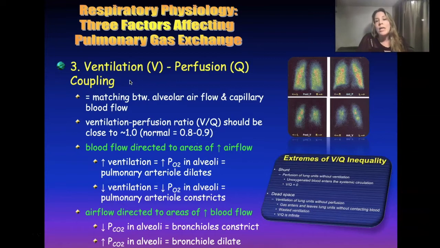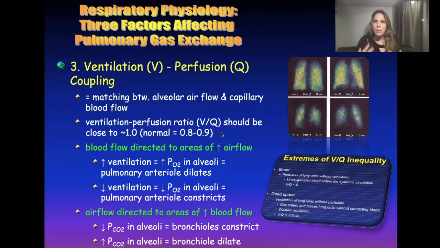Now, what we want is for the airflow coming into the alveoli to be matched with the blood flow flowing through the pulmonary arterioles and pulmonary capillaries. We want that ratio to be 1-to-1, or in other words, about 1.0. Although in reality, the normal range is about 0.8 to 0.9. But we want that to be matched because think about it.